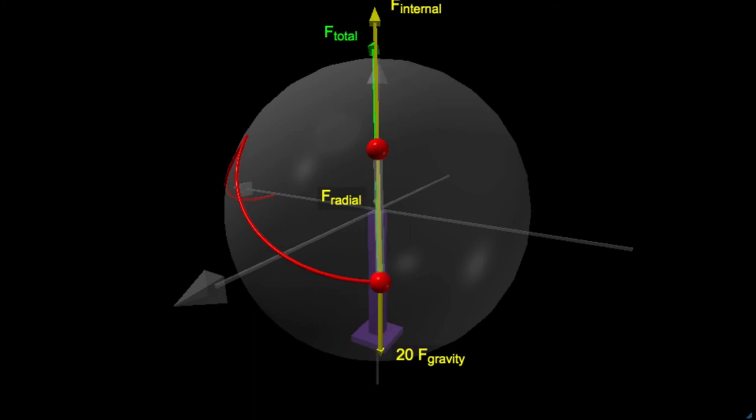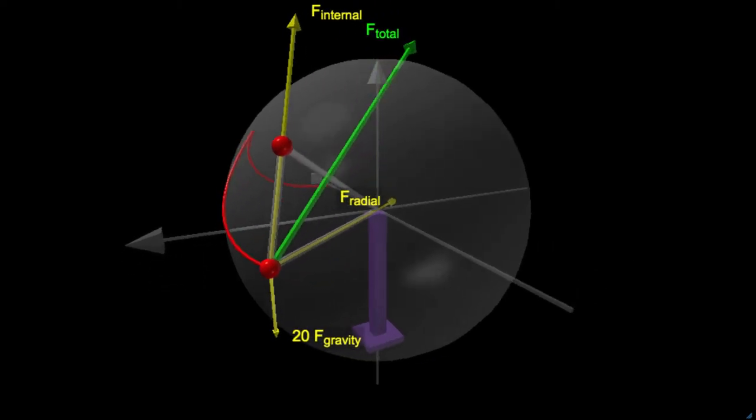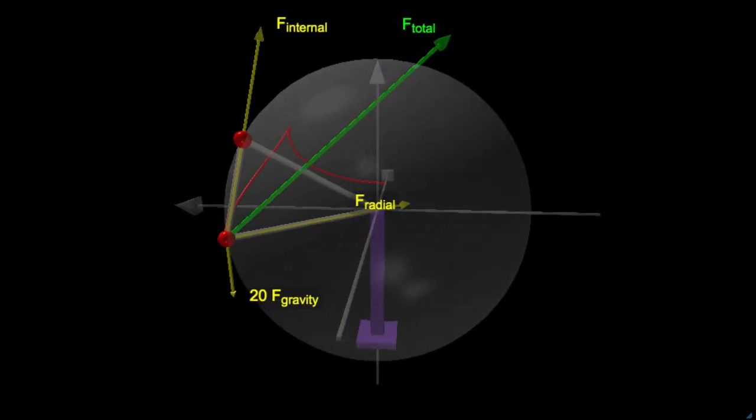Here it is sweeping rapidly around the sphere along a nearly horizontal path. This motion requires a large centripetal force, a force towards the center of the sphere. As you can see, this centripetal force is supplied by the radial strut.